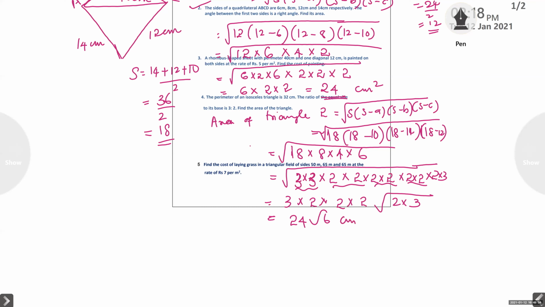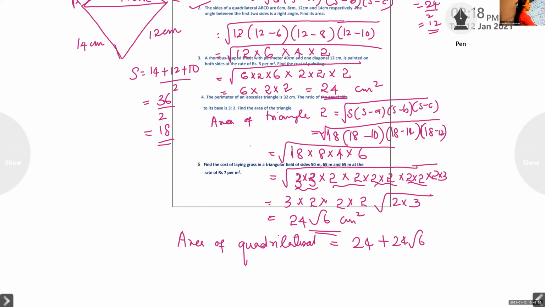Yes, ma'am. Okay. So area of quadrilateral equal to first triangle's area plus second triangle's area. That is equal to 24 plus 24 root 6. Enough. 24 plus 24 root 6. Okay?